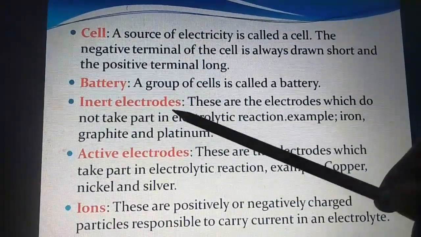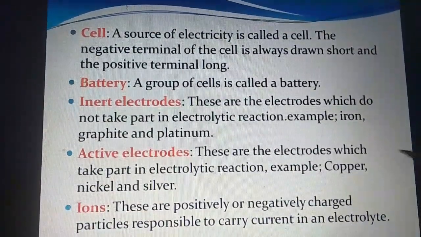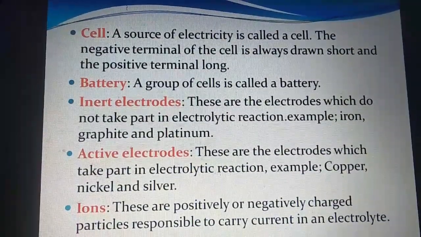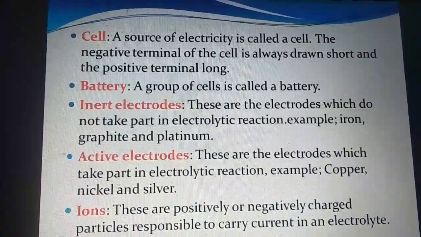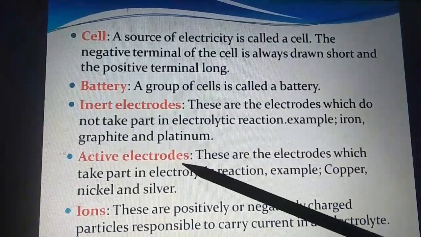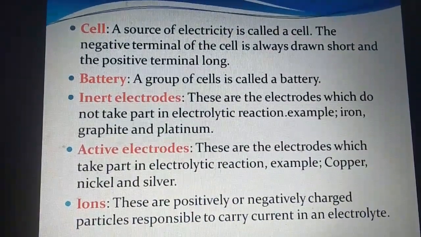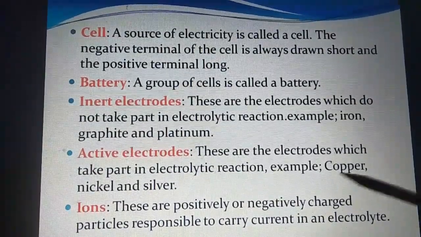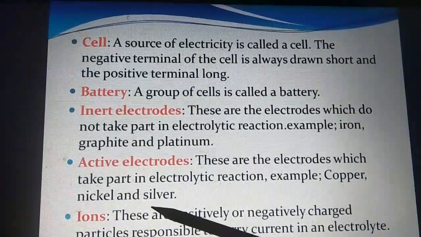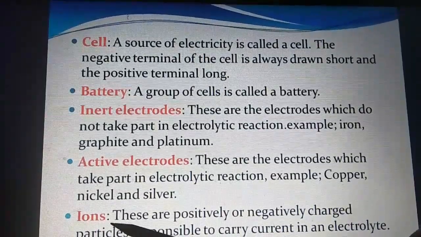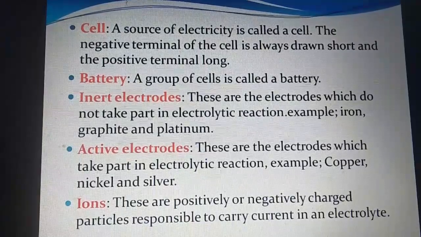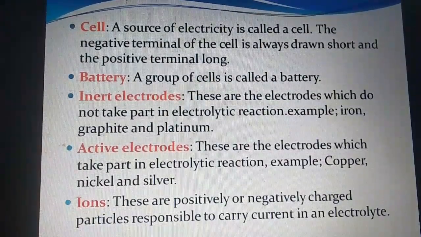Inert electrodes. These are the electrodes which do not take part in an electrolytic reaction. For example, graphite and platinum. Active electrodes. These are the electrodes which take part in an electrolytic reaction. For example, copper, nickel and silver. Ions. These are positively or negatively charged particles responsible to carry current in an electrolyte.